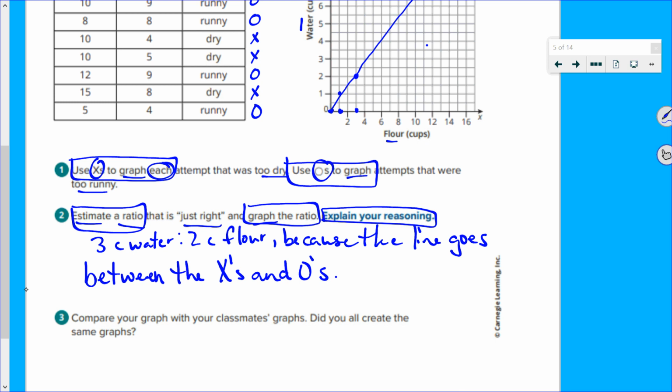So that makes sense to everybody. Do you guys have something similar? 3 to 2, somewhere in that area? So somewhere around 1.5? Okay.